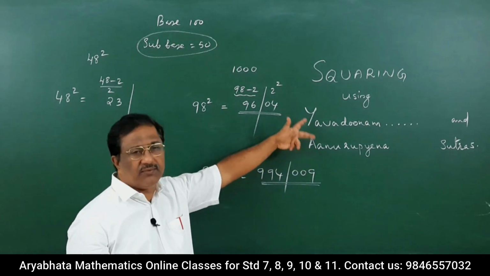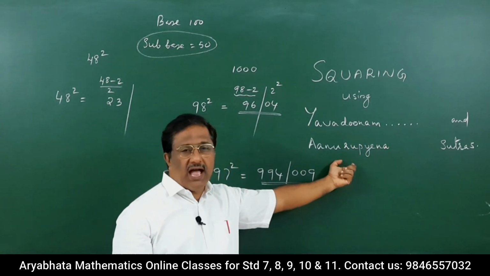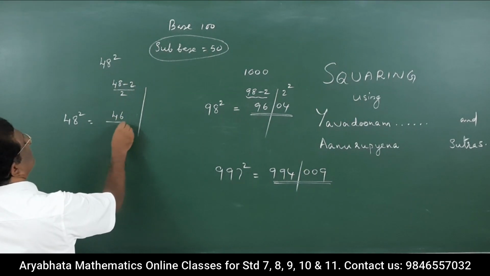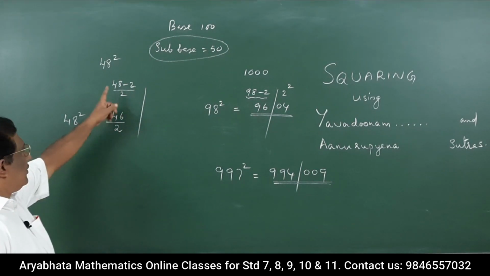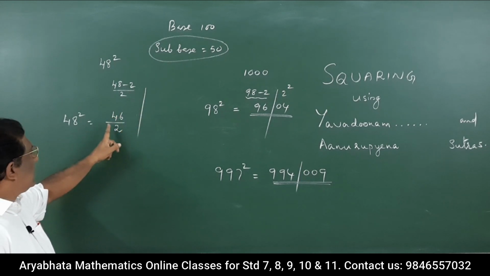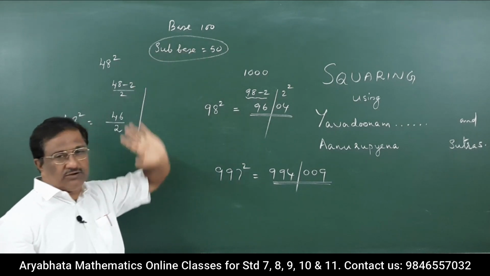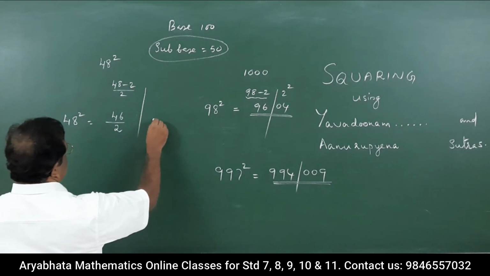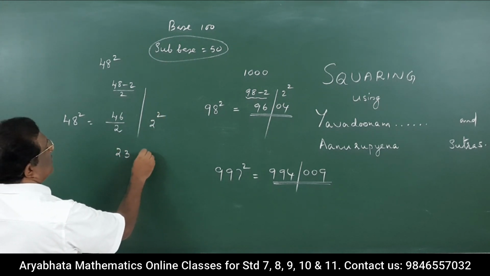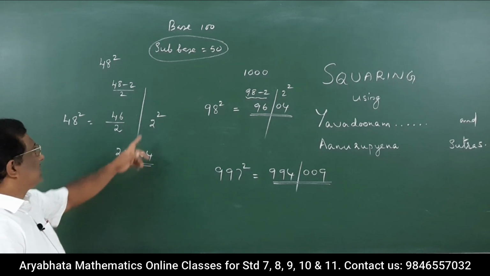Two sutras we are using here: Yavadunam, Tavaduni Kritya Vargam Chayojit, and Anirupyana. Anirupyana means proportionally. I am writing 46 by 2 here. 48 minus 2, 46. We are not writing that 46 here. We are writing half of 46. Why? Because the sub base is half of the actual base. And the second part is 2 square, that deficiency square. Answer is 2304. Here also we are expecting 2 digits in the second part because our base is 100.